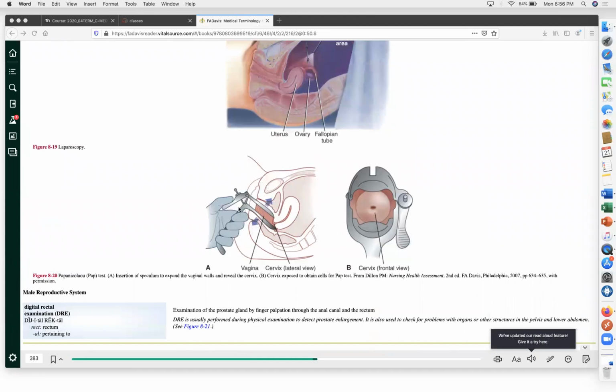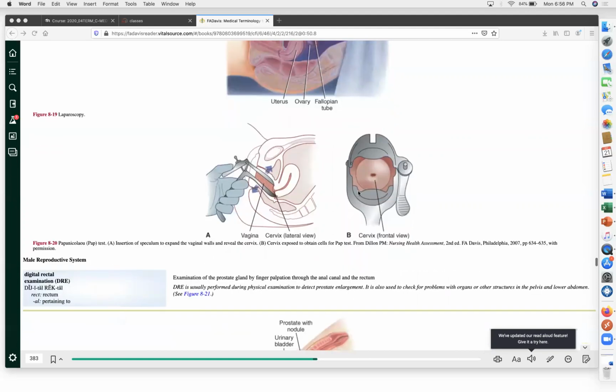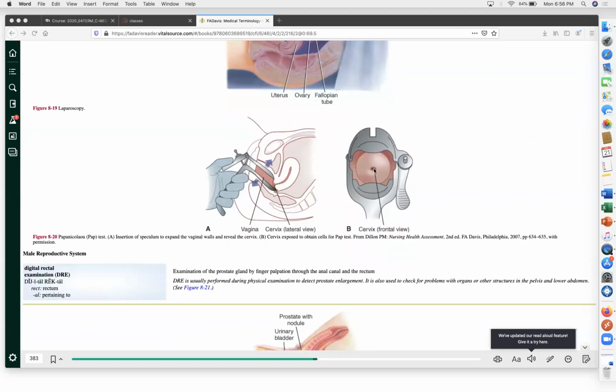Here, of course, is another view of your duckbill speculum. Okay, and here's a frontal view of your cervix. So you have your cervical os, the inner, and here's the outer, and then the vaginal canal here on the sides.